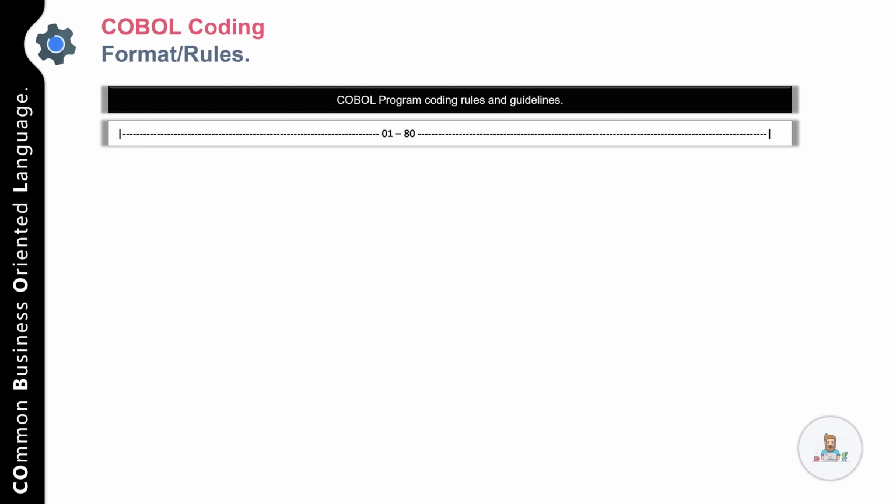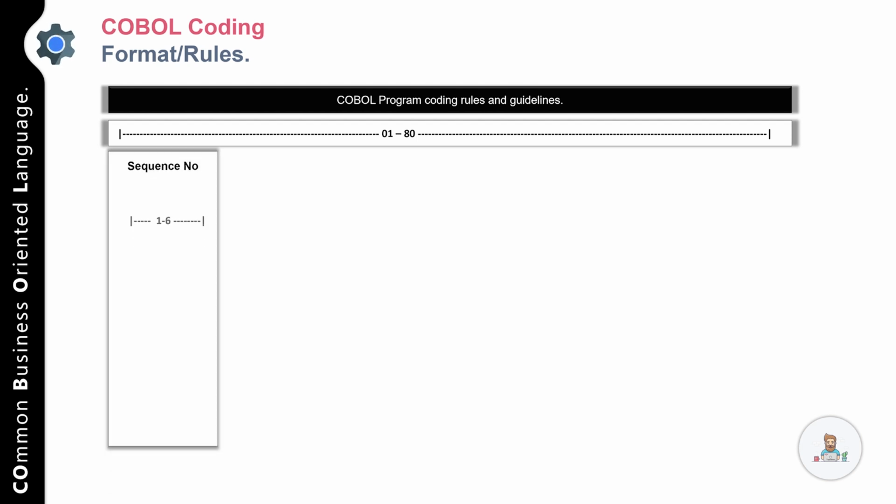These rules are based on the coding form or sheet that we discussed in our previous slide. Each line in a COBOL program is considered to be 80 columns. These columns are further divided into 5 different fields, and each field has its own significance. Let's look at the significance of each field.